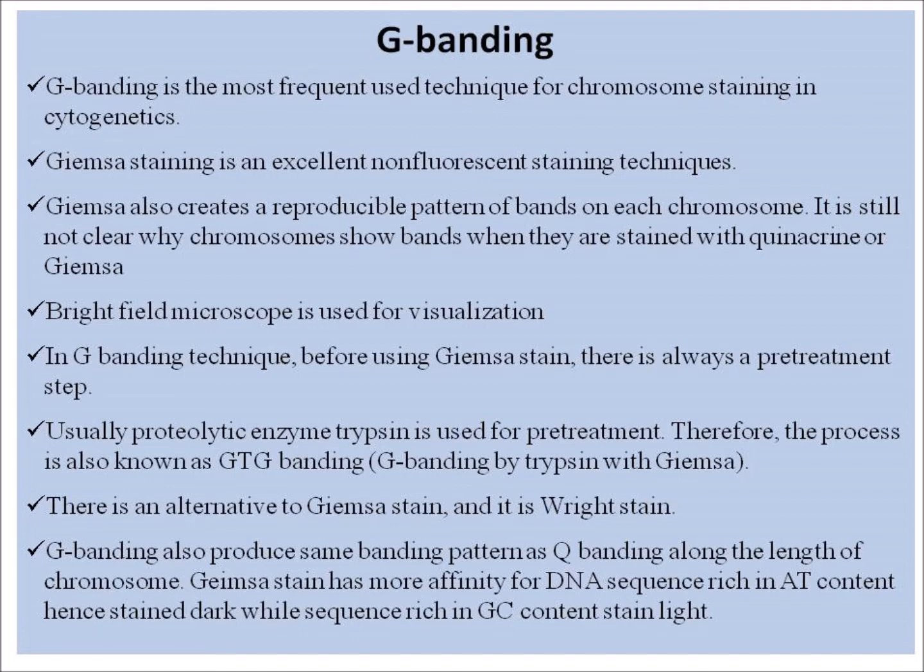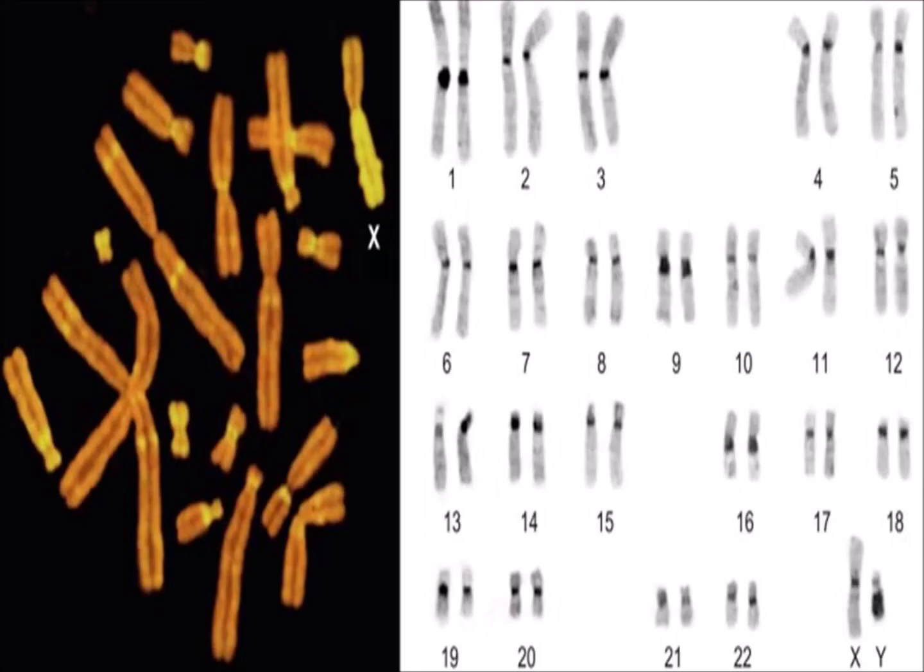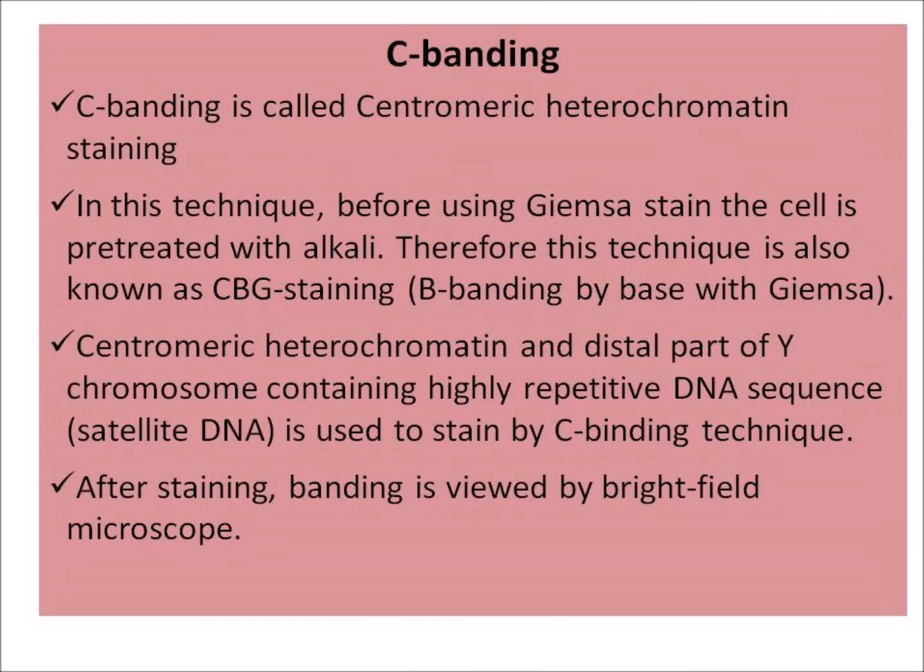G-banding also produces the same banding pattern as Q banding along the length of the chromosome. Giemsa stain has more affinity for DNA sequences rich in adenine-thymine content, hence they stain dark, while sequences rich in guanine-cytosine content stain light. Here you can see the G-bands, lightly stained and darkly stained regions.